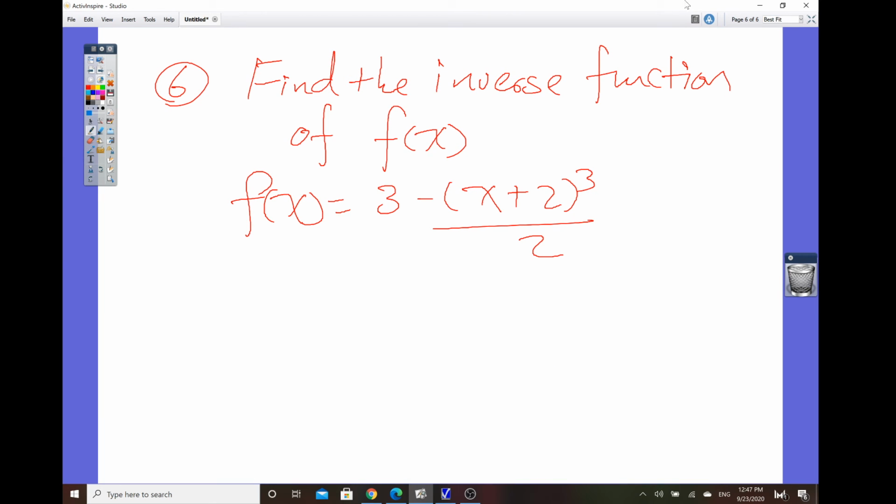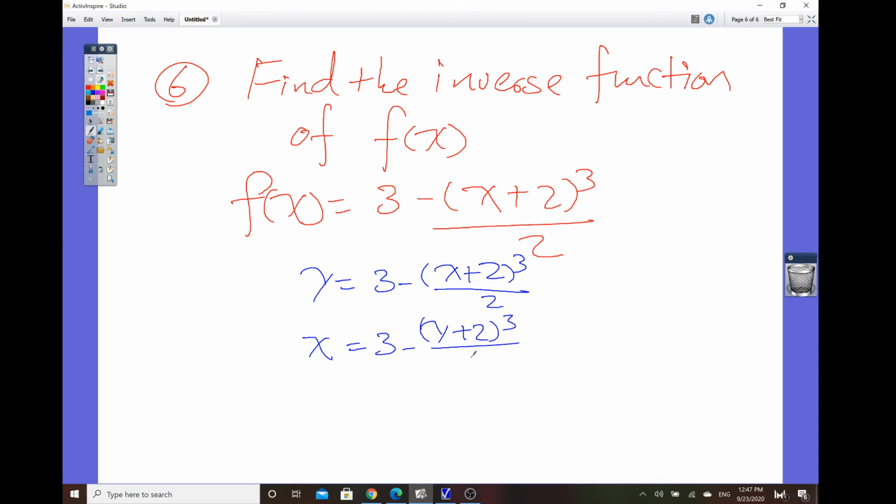Okay, so now let's see the last type of problem: finding the inverse of a function. Anytime you want to find the inverse, you always want to rewrite the function in terms of x and y. That's always the first thing you want to do. So y equals 3 minus the quantity of x plus 2 to the power of 3, all over 2. And then the next step, you want to swap the variables. So x equals 3 minus y plus 2, the whole quantity, to the power of 3 all over 2.